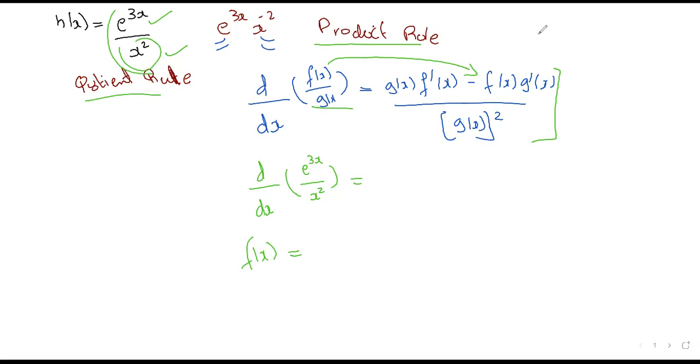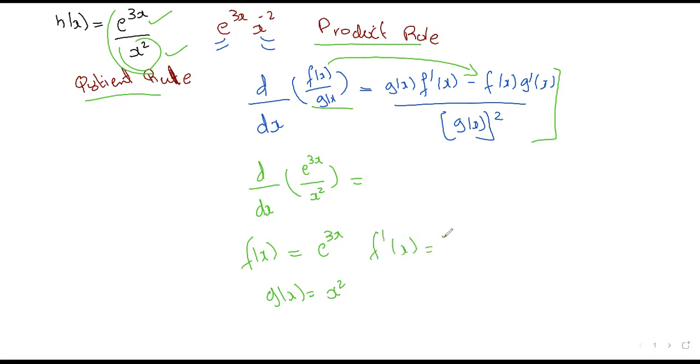f of x is e to the power 3x. Very good. And what is g of x? g of x is x squared. Very good. And what else do we need to use in this formula? f dash x and g dash x. Only these two things.